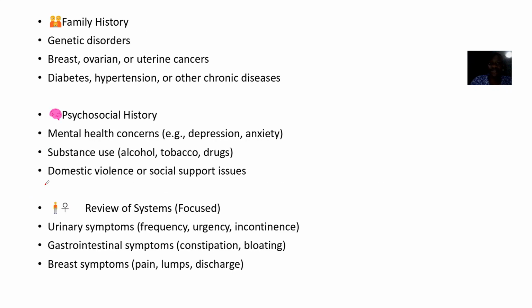Family history, you ask around if any person in the family has similar issues to what she's having, or if they have any other issues that run in the family. The psychological history, then review of systems, where you have to leave the genitourinary system and also look at other systems too.